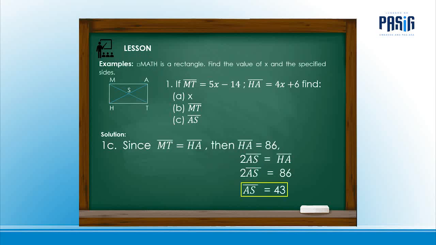And now, let us solve for side AS. So, since diagonal MT is equal to diagonal HA, then HA is equivalent to 86. Then, twice the value of AS is equal to HA. So, 2 times AS is equal to 86. So, to solve for AS, divide both sides of the equation by 2. Therefore, the value of AS is 43.